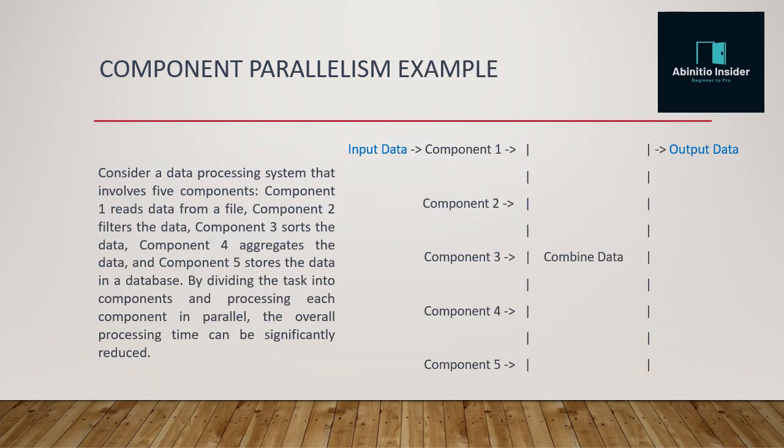Consider a data processing system that involves 5 components. Component 1 reads data from a file. Component 2 filters the data. Component 3 sorts the data, and component 4 aggregates the data. Finally, component 5 stores the data in a database. So by dividing the task into multiple components and processing each component in parallel, the overall processing time can be significantly reduced.